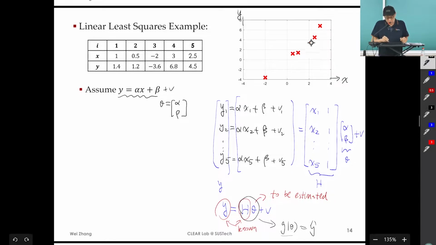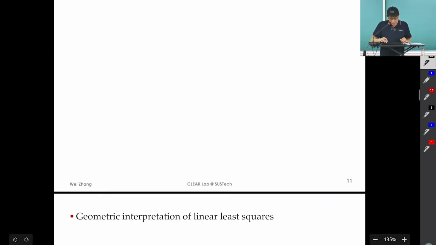So g of theta in this case will be telling you, if you give me some parameter, then what the output should be. I hope this explains the setup of the least squares problem. You have measurement. You can see that the data, x and y, somehow appear in y and h. So the data actually come into not only y, but also the g function as well.